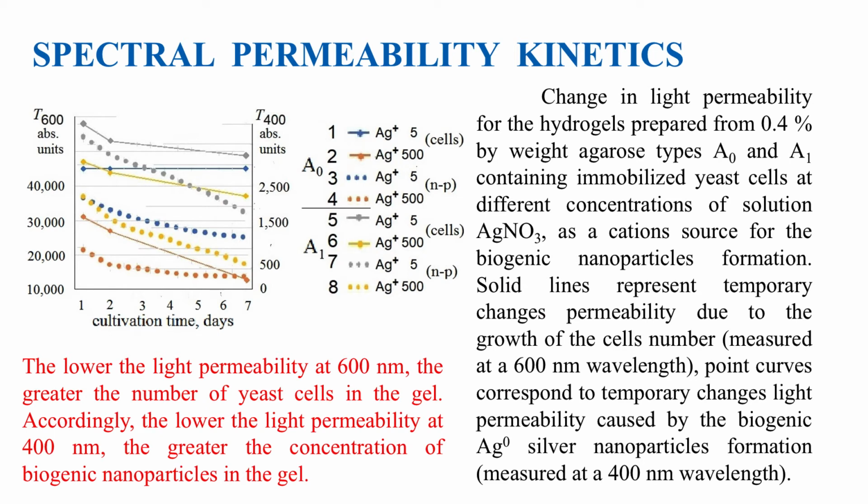As shown on the picture, the lower the light permeability at 600 nanometers, the greater the number of yeast cells in the gel. Accordingly, the lower the light permeability at 400 nanometers, the greater the concentration of biogenic nanoparticles in the gel, as depicted on the picture on the left.